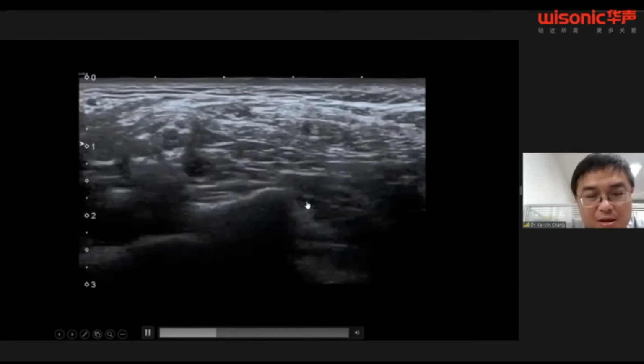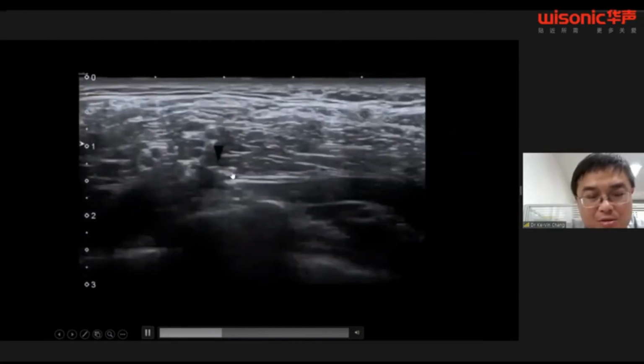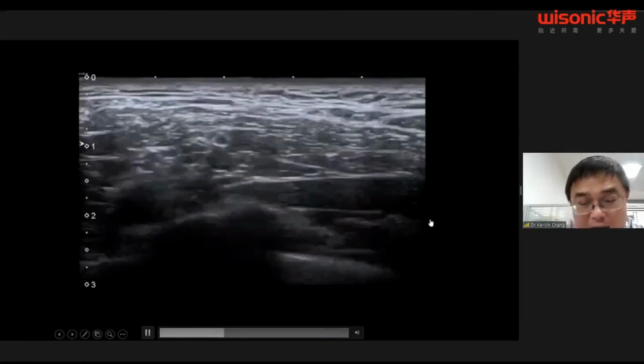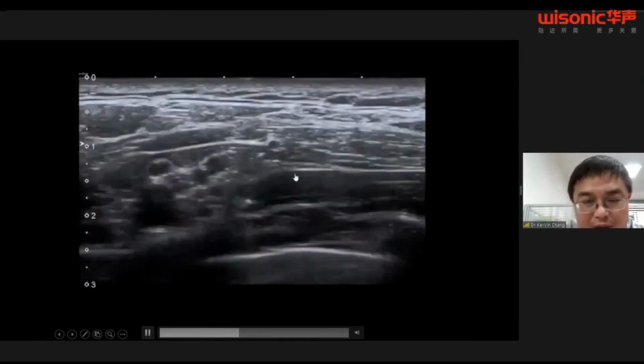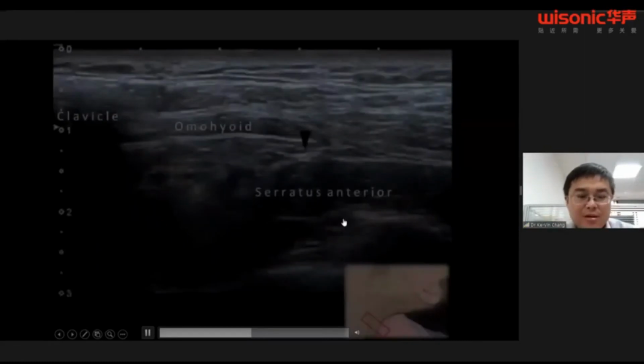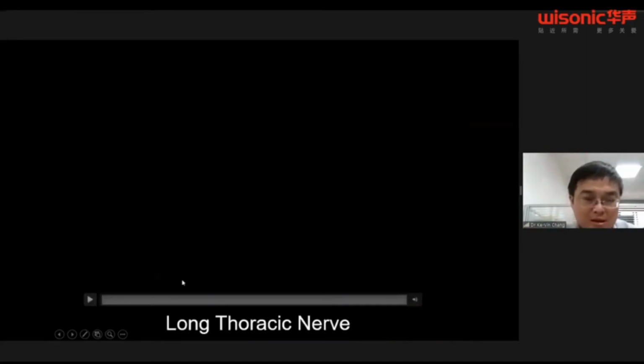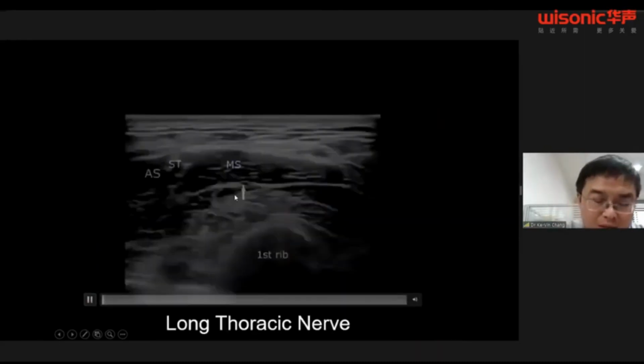And then move your transducer to the infraclavicular area. You are going to find that the long thoracic nerve, its location is posterior to the brachial plexus. And at the lateral trunk, you can find that the nerve is beside the lateral thoracic artery over here. So let's see how we scan the nerve in a dynamic way.